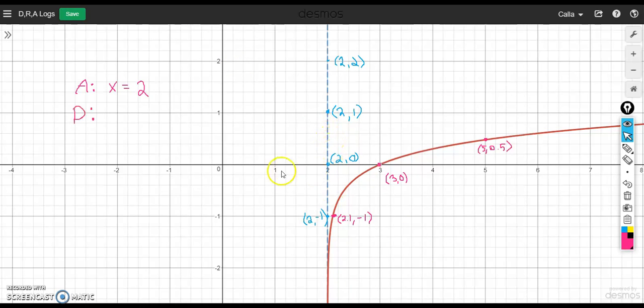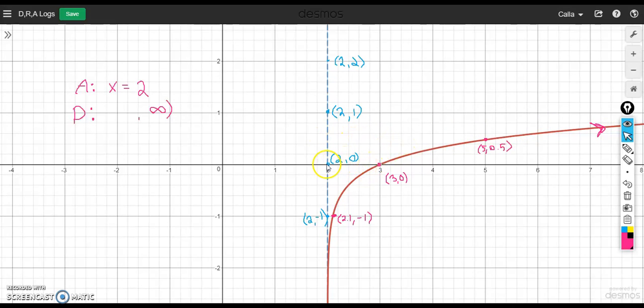I'm asked to find the domain of my log function. Domain is always all of the x values that your function can possibly have. So let's look at all the x values my function can have. As I go to the right, I know this function is going to go on and on forever to the right. So what does that mean for our domain? It means we're going to go to the right towards positive infinity. Now we need to go to the left to find out what x values to the left my function can have.